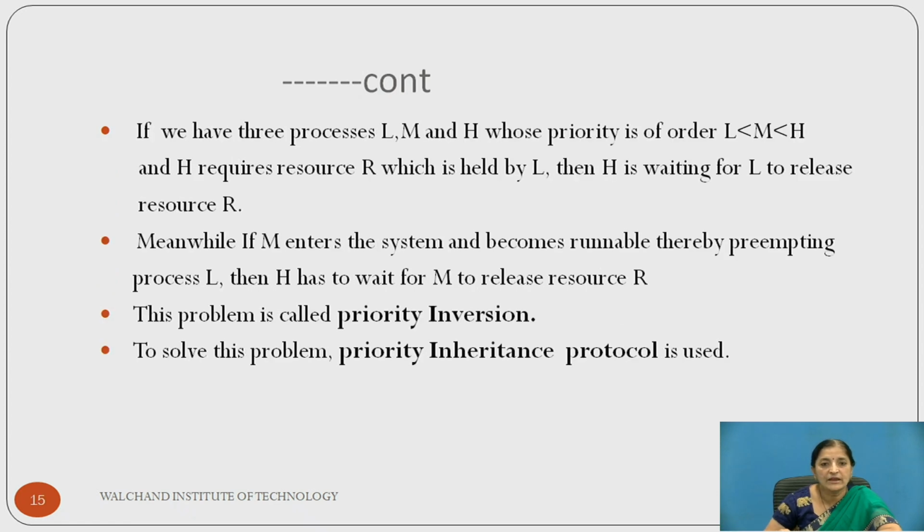If we have three processes, say L, M and H, whose priority is of the order L less than M less than H, and H requires resource R which is held by L, then H is waiting for L to relinquish the resource R. But meanwhile, if M enters the system, M has a priority higher than that of L. And if M becomes runnable, it will preempt the resources from the process L. So H has to wait for M to release the resource R. This problem is called priority inversion, which occurs in this system.